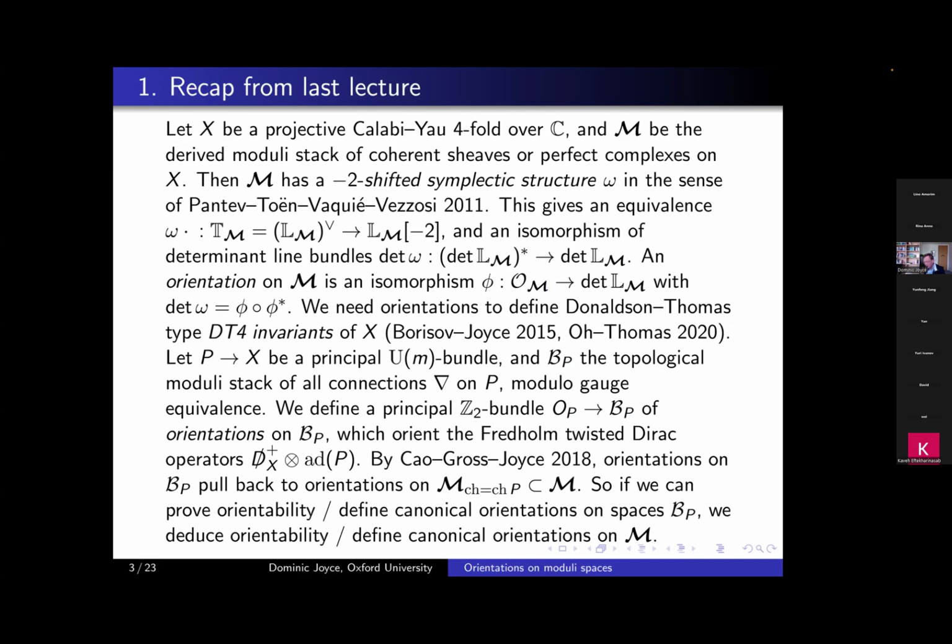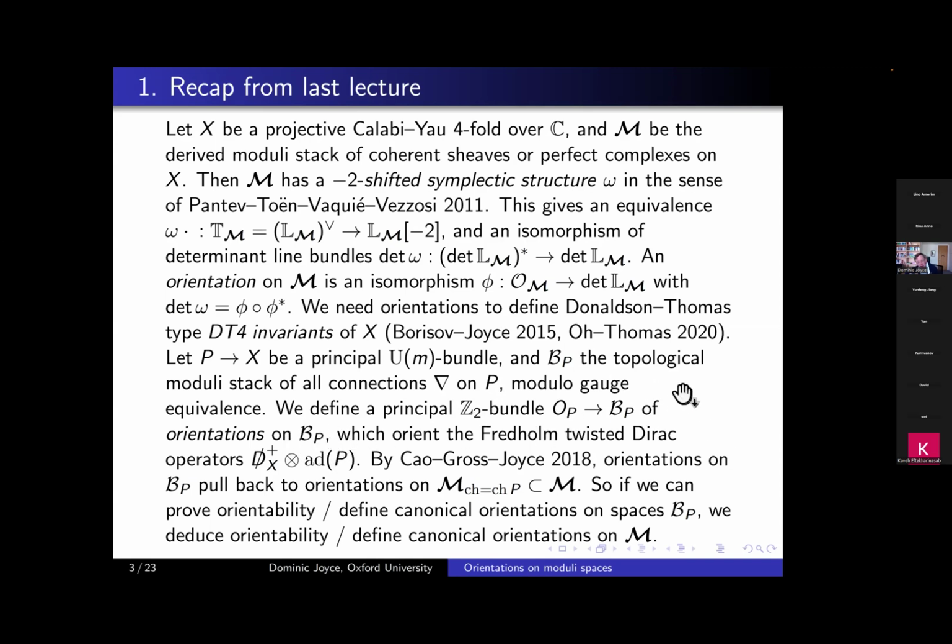And the story goes through differential geometry, quite a lot of algebraic topology. So a whole mix of different techniques. So let's suppose that P is the principal U(m) bundle on our 8-manifold X, and BP is the topological moduli stack of all connections nabla on P, up to gauge equivalence. Then we can define a principal Z2 bundle, OP over BP, of what we call orientations on BP.